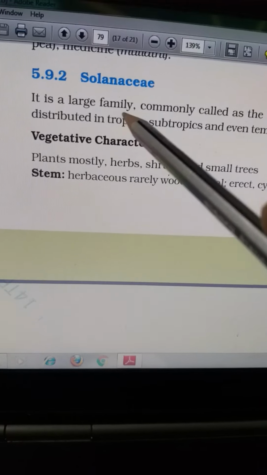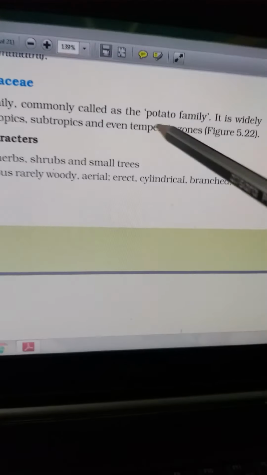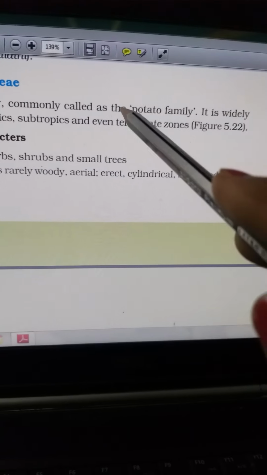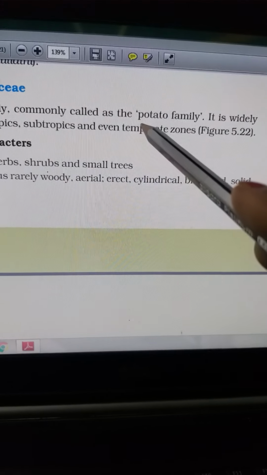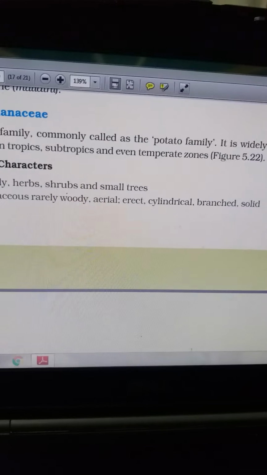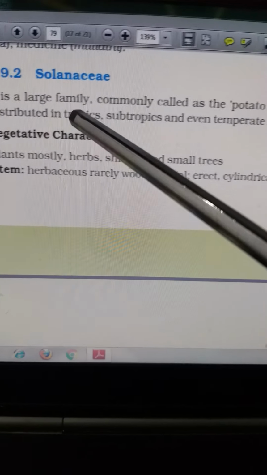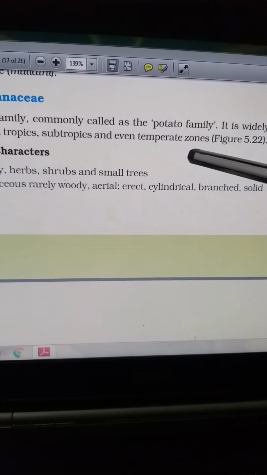If you focus on the habitat, they are a large family, and all the plants belonging to the Solanaceae family are known as the potato family. That means they have a tuber underneath. Now it is widely distributed. Where do we find it? In the tropics and subtropics, and even in the temperate zone.